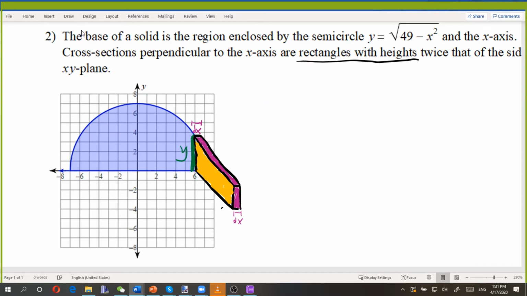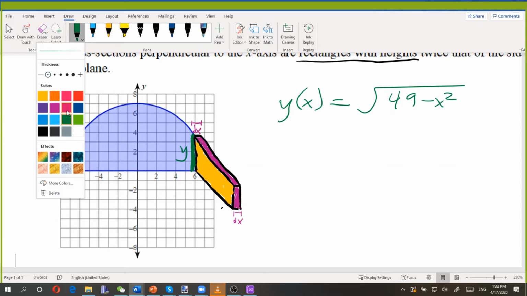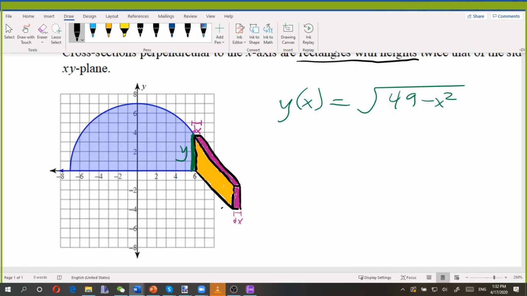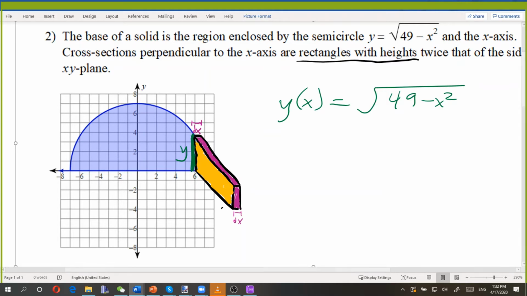That y value, wherever we are right now, will tell us this side of the rectangle that is inside the xy plane. Which you're right, we could get by plugging in whatever the x value is right now into the equation they gave us, square root of 49 minus x squared for the semicircle. But if this side here in green is y, and we were told that the heights that are popping outside the page, quickly running out of colors, are twice that length.